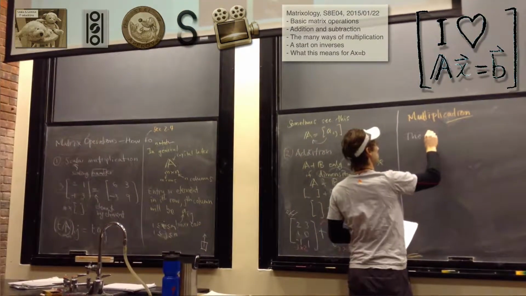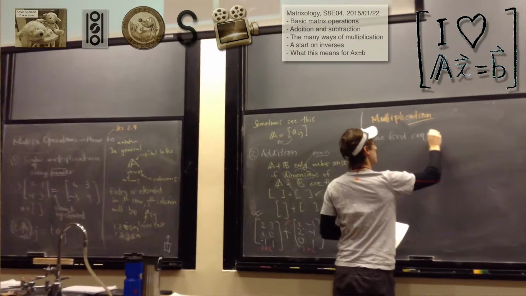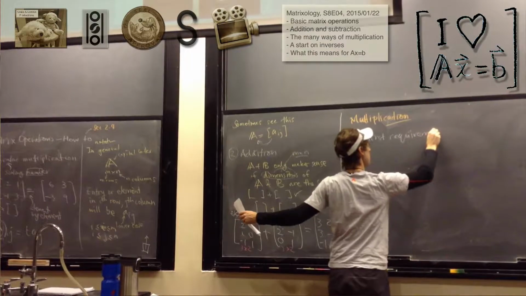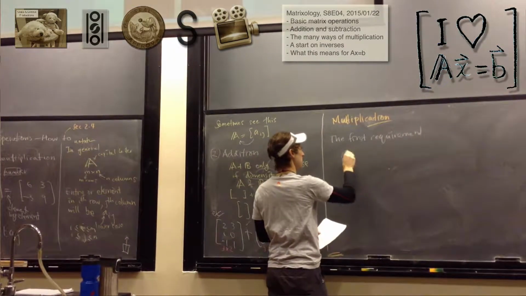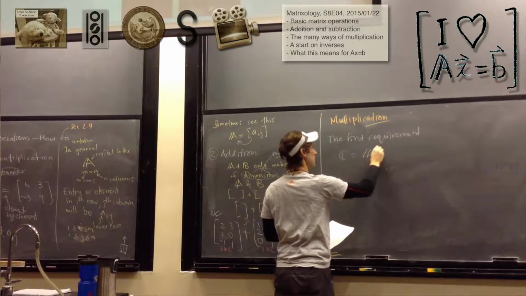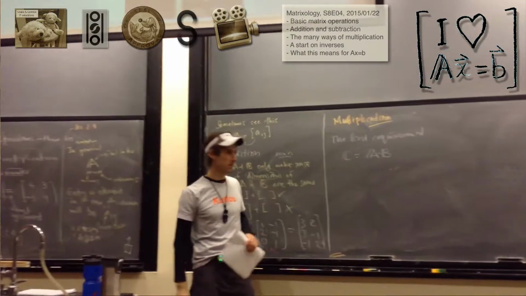So the first requirement: these had to be the same shape for addition. It's different now. Now we have multiplication. Let's say C equals A times B. Right, so this is multiplication. I'm just going to put them next to each other.